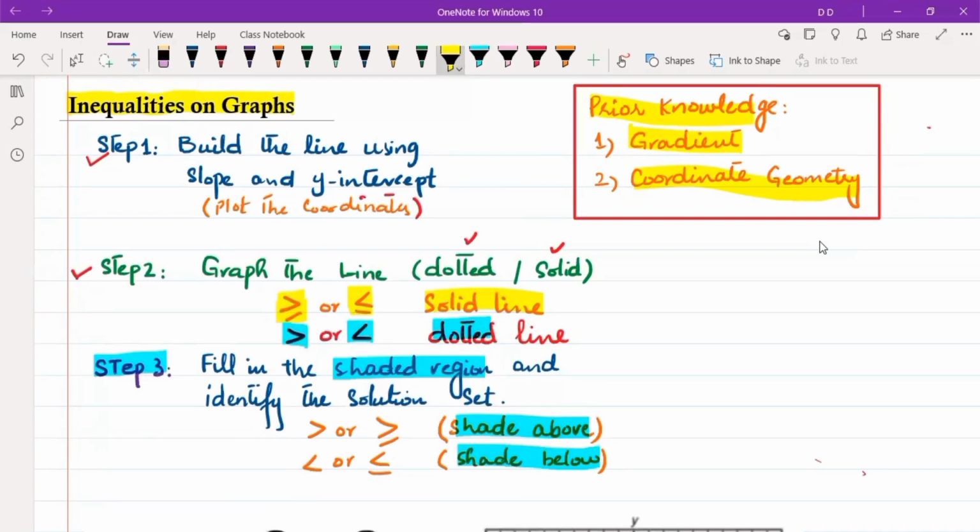Again we will go back to the inequality sign and observe it. If the inequality sign is greater than, or greater than or equal to, we will shade above the line. If the sign is less than, or less than or equal to, we will shade below the line. Let's have an example here.